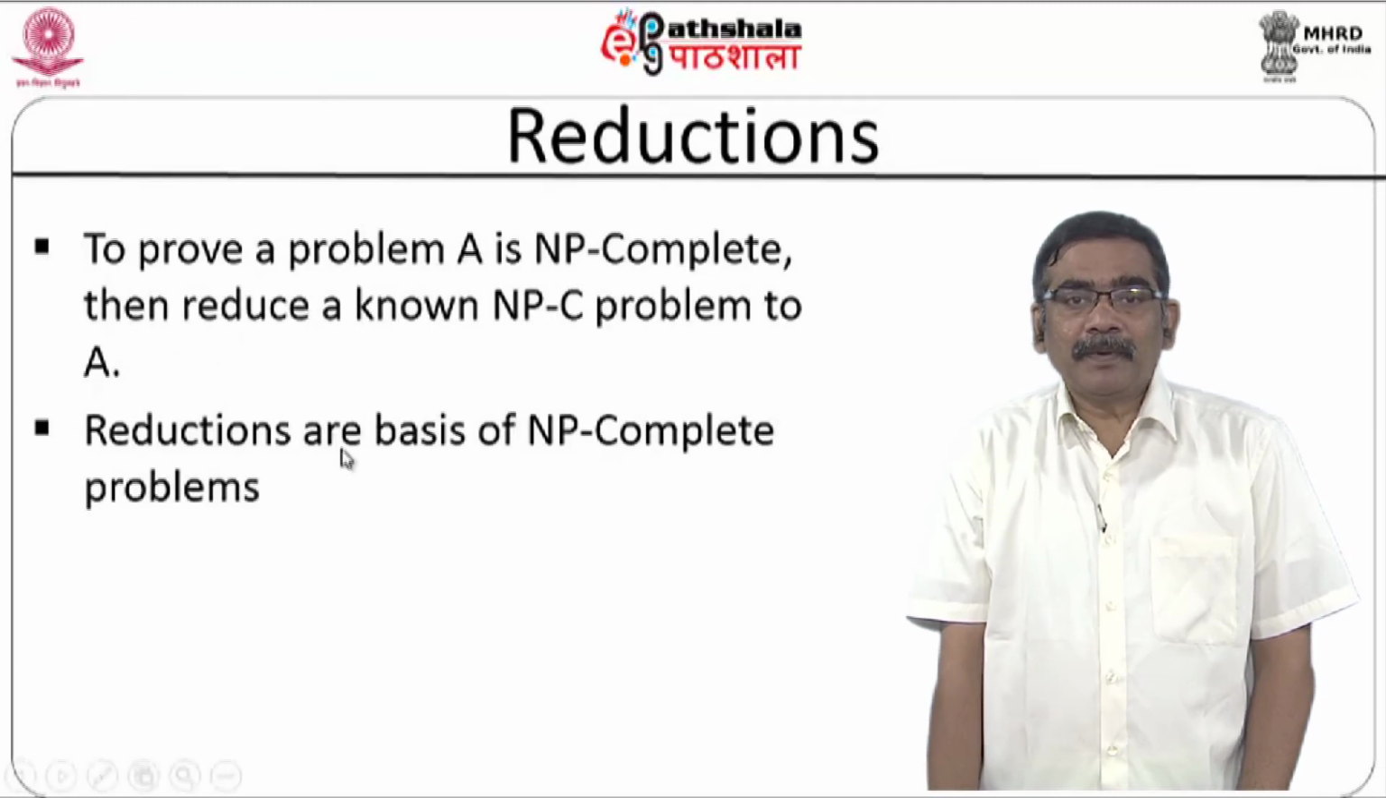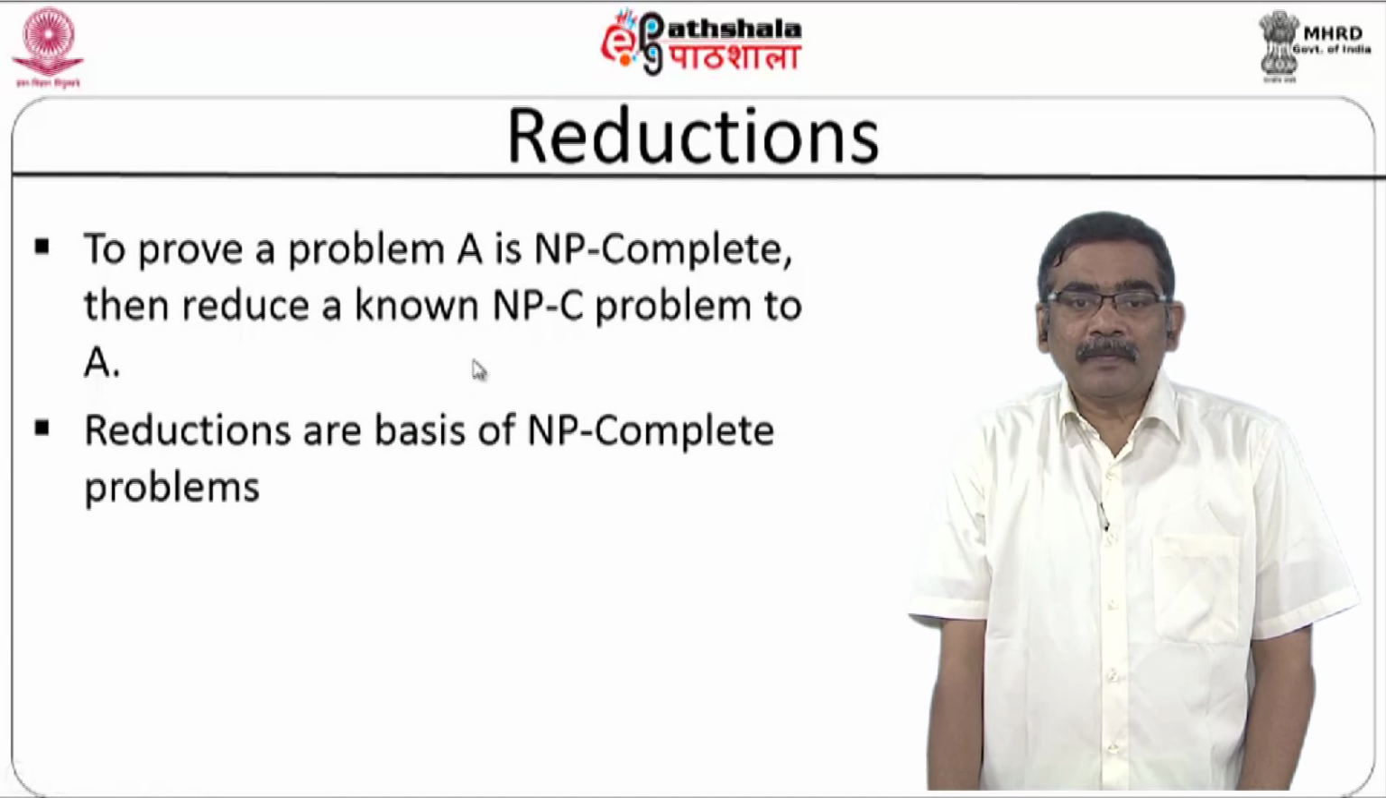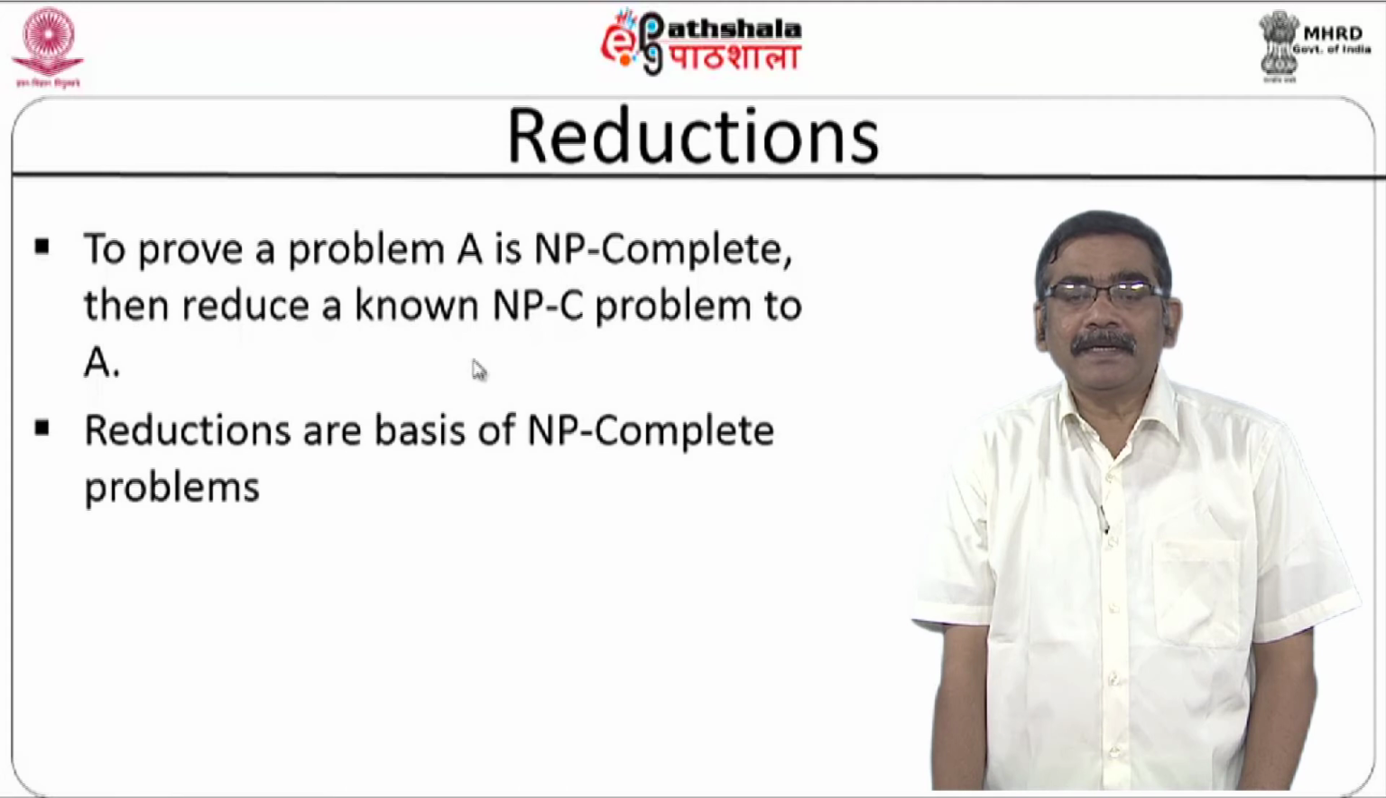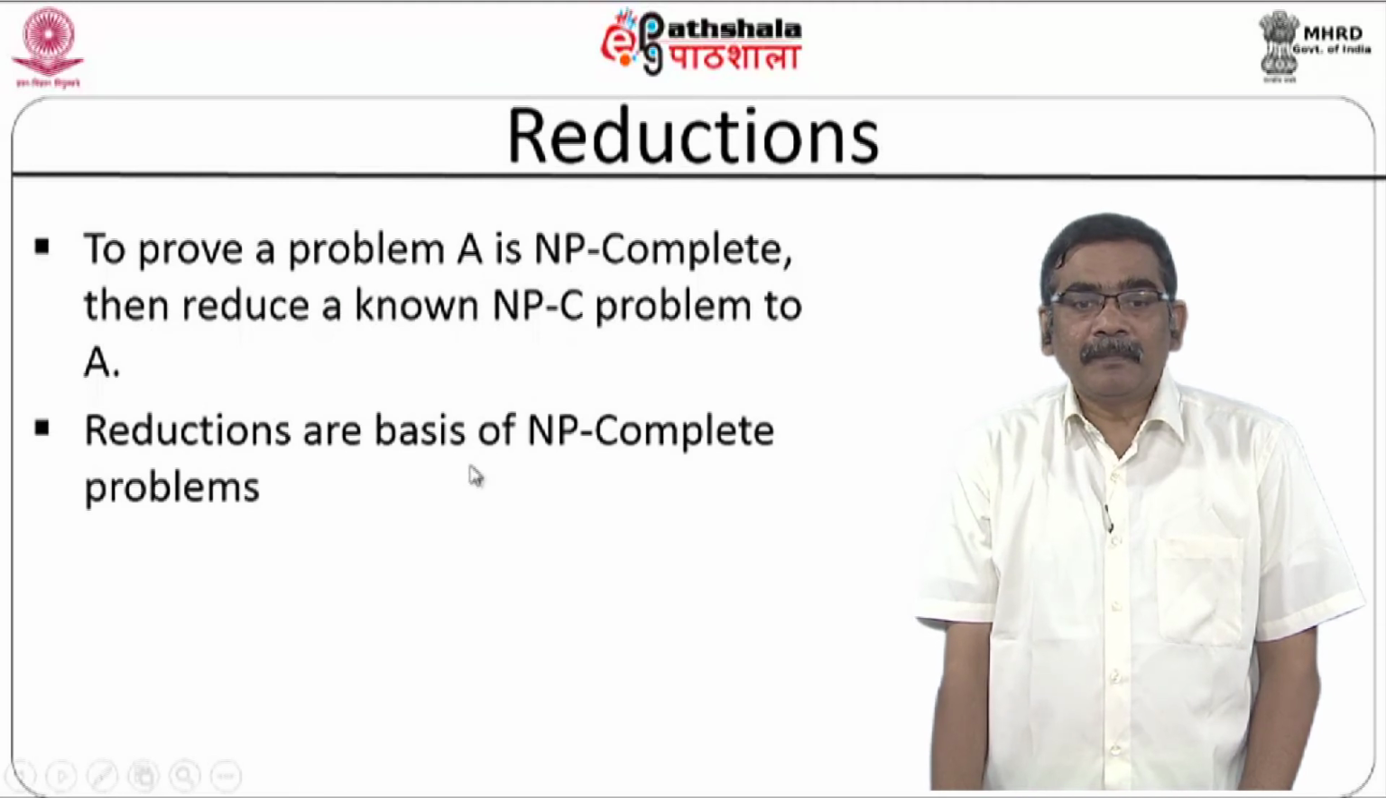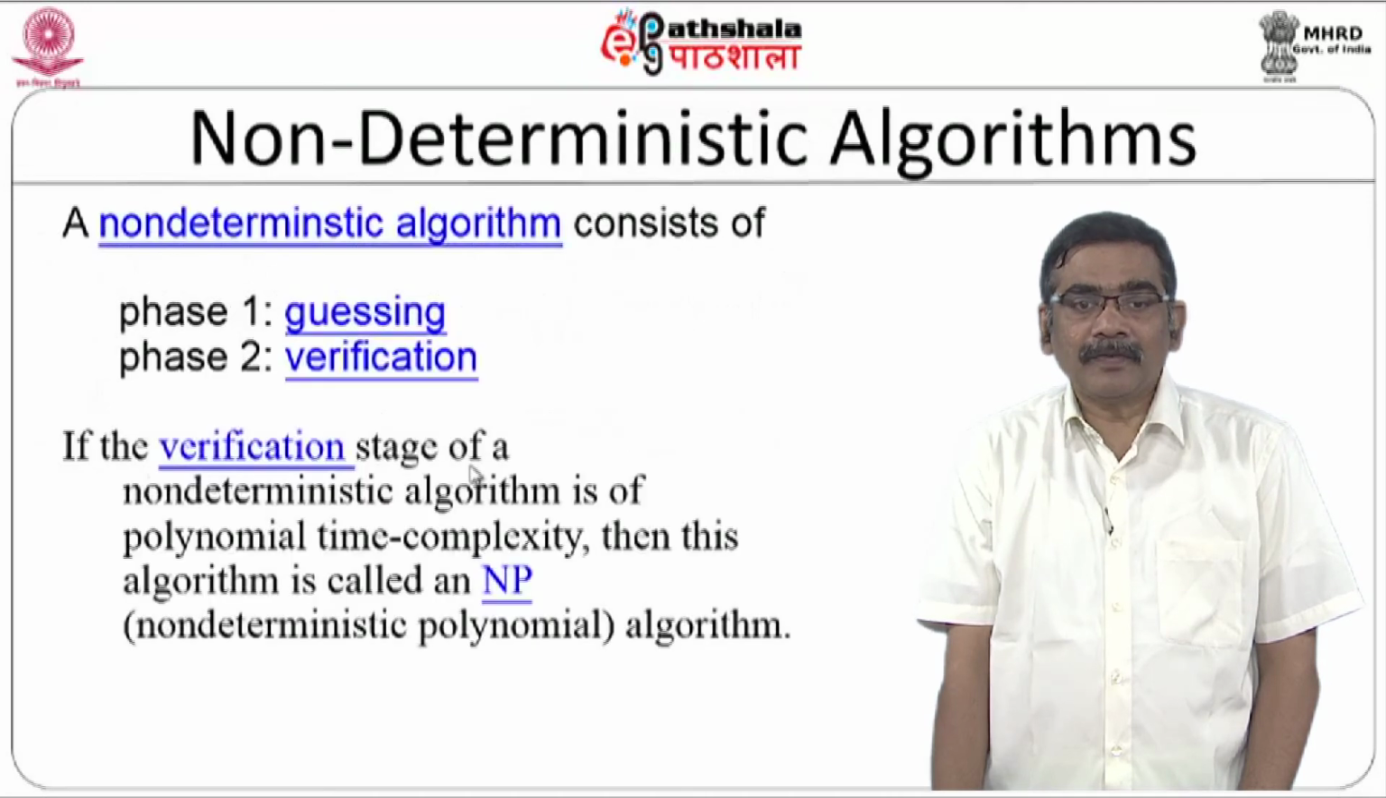So, here the most important thing is reduction. What is a reduction? Reduction is very simple. If I want to say that a problem A is NP complete, then I have to take some other well known NP complete problem, and then I have to reduce that to the given problem A. If I am able to do that, I can say that this problem A is NP complete. In other words, reduction forms the basis of NP complete problems. This is the second pillar. The first pillar is, as we said earlier, the algorithm must be checked in polynomial time, and the second pillar is the reductions. Reduction forms the basis of all the things.